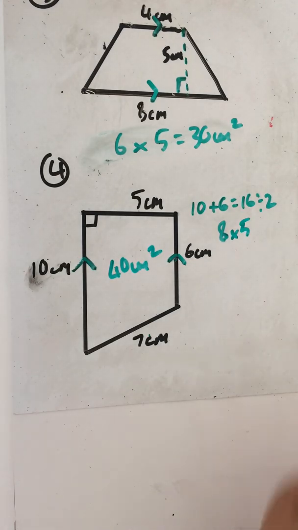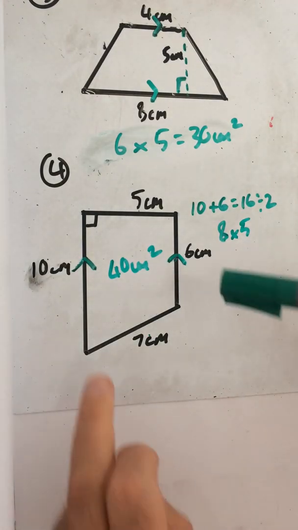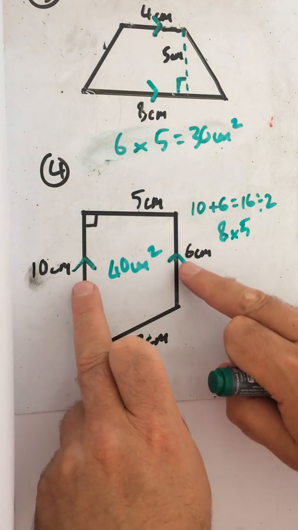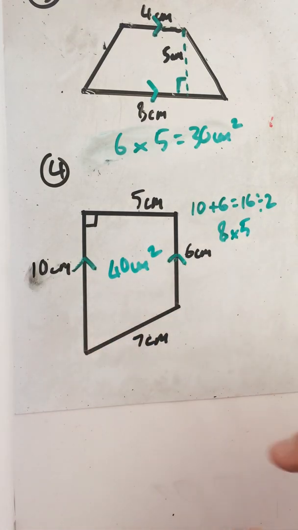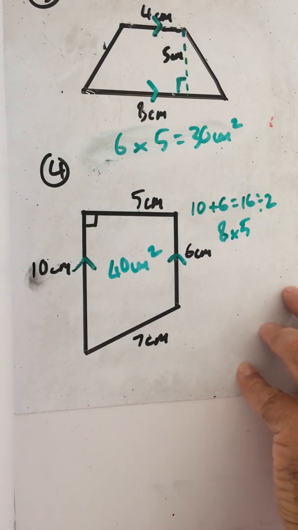So just be a little bit careful with those, okay? Make sure you're just finding the mean of the parallel sides. Add them up, divide by 2. And you've got your formula there to help you as well, okay?